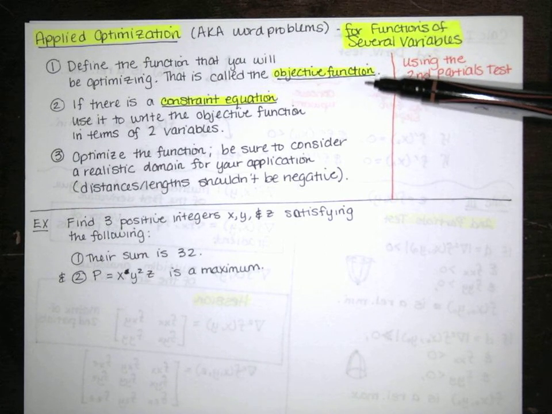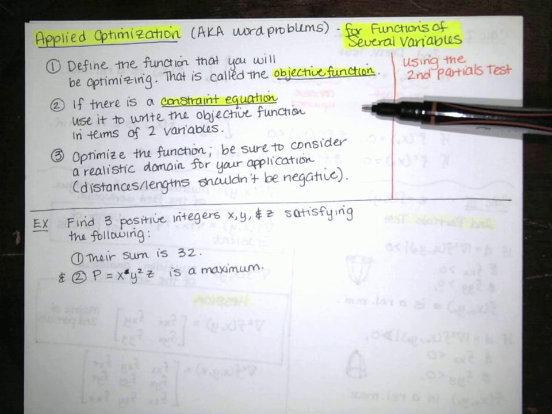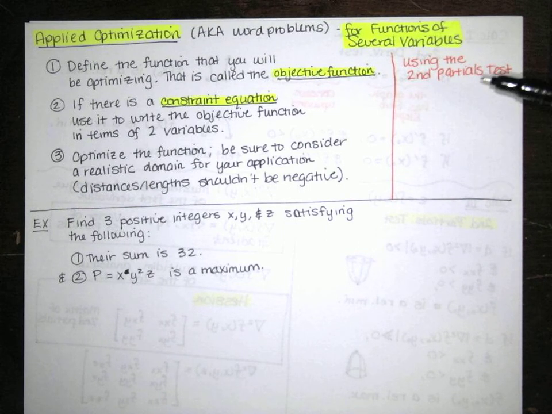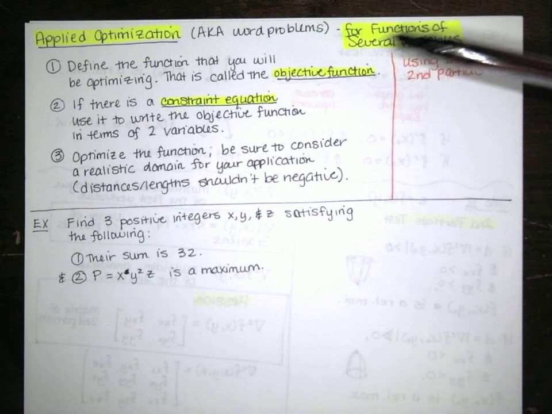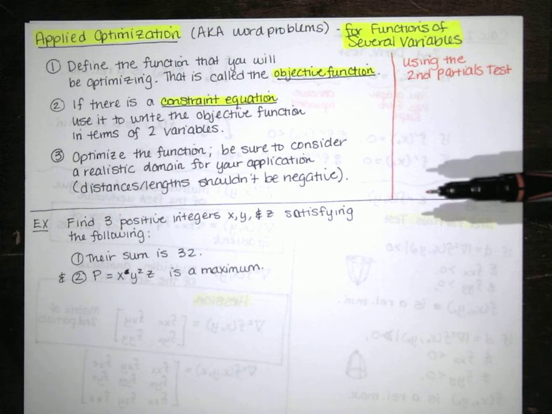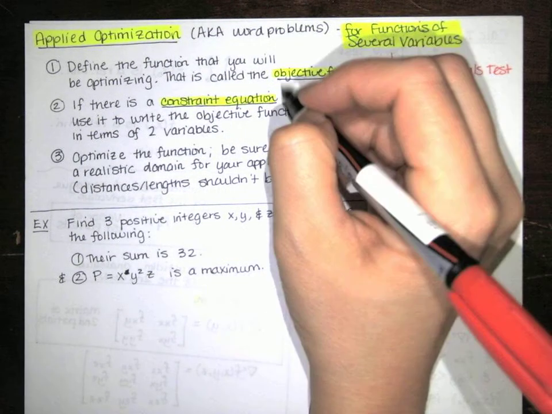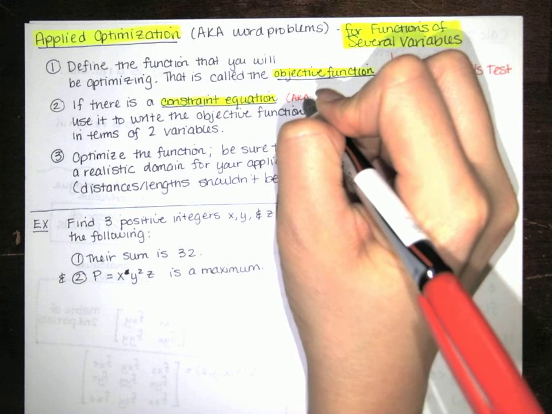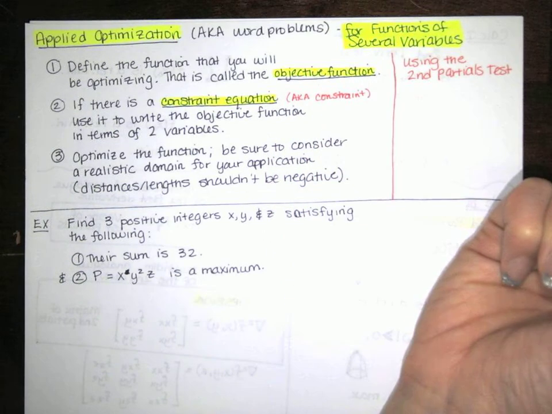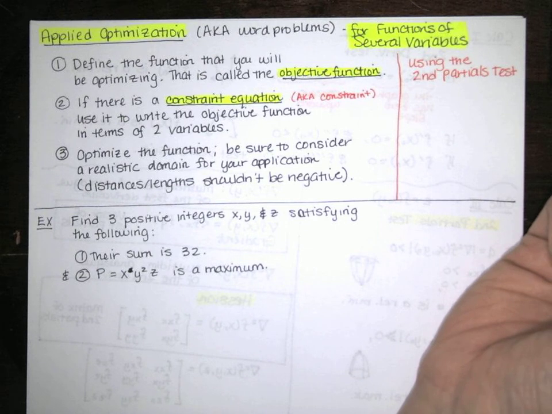That's not always the case, but it will be the case in our class because we only know how to optimize functions of two variables with the second partials test. So you're going to get a function to optimize. You write it in terms of two variables using some constraint. Sometimes, instead of calling this the constraint equation, people will just call it the constraint. And then you'll optimize the function using the second partials test.